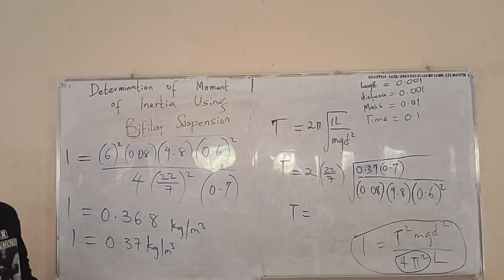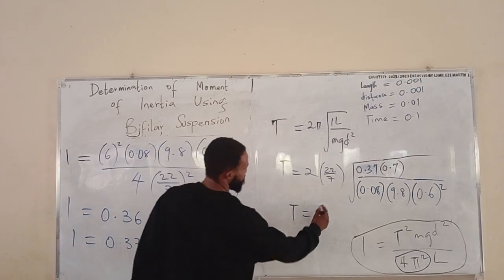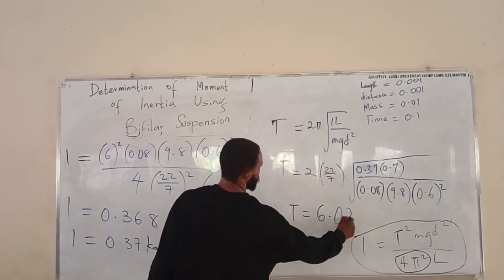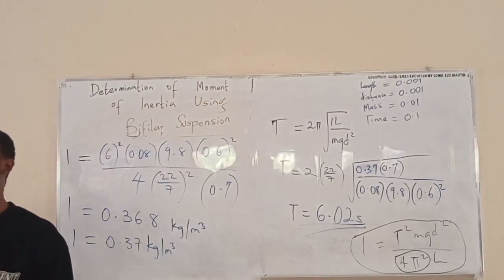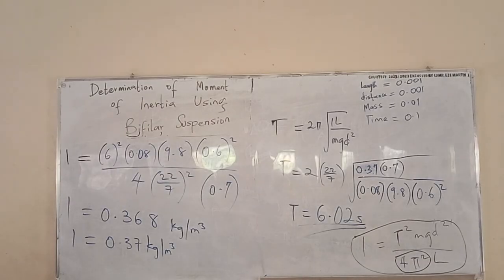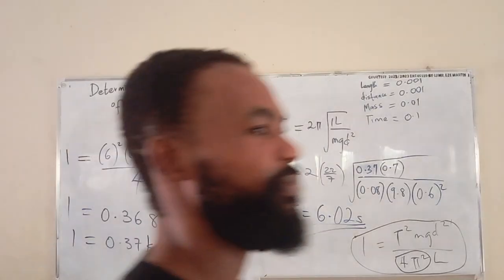Substitute it there. 6.02 seconds, should we? This is our period. So we are using what we use for our own practical. Online did not do the practical with us.